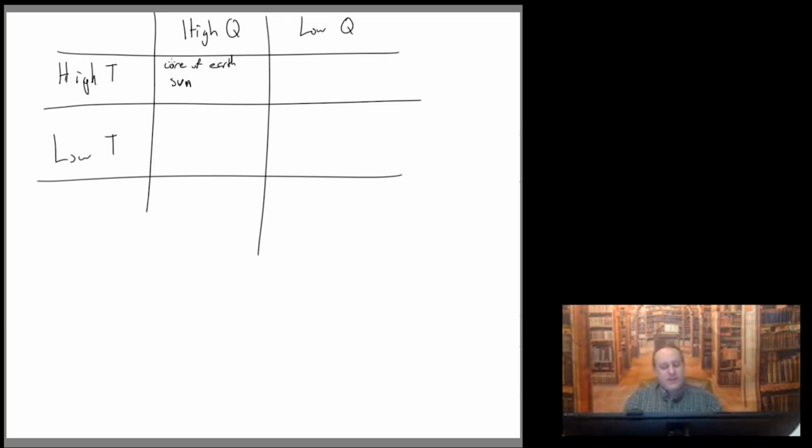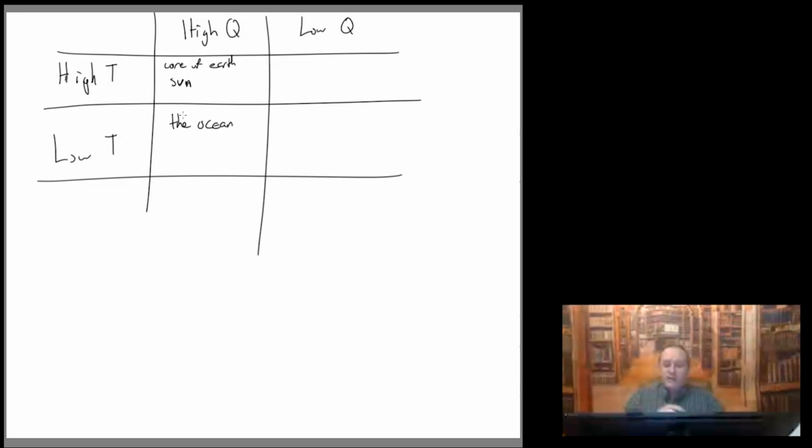Can anyone think of an example that would be something that's cold? If you touched it, it feels cold, and yet there's a lot of heat energy stored in it. Killian? What about the ocean? Yeah, that's a good example. That's probably one of the best examples.